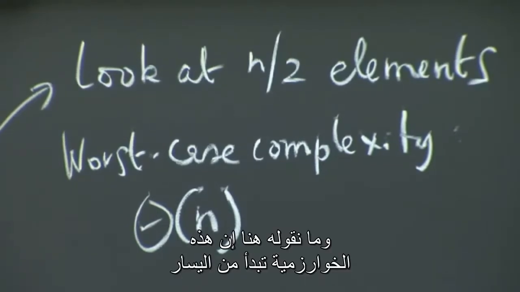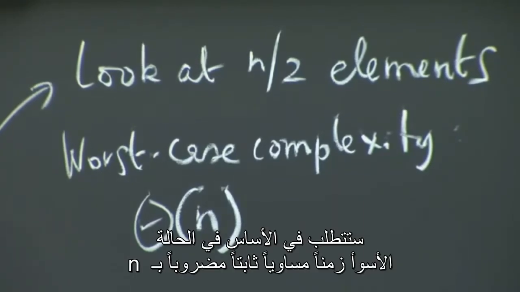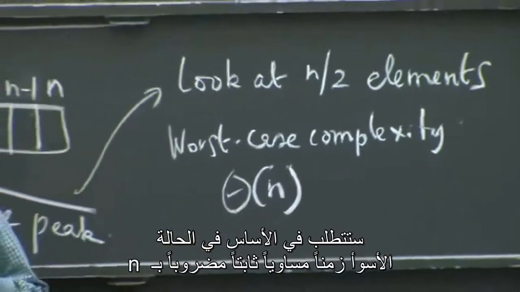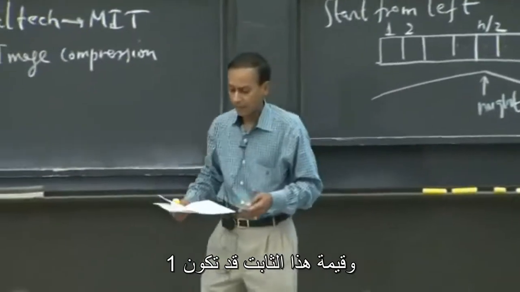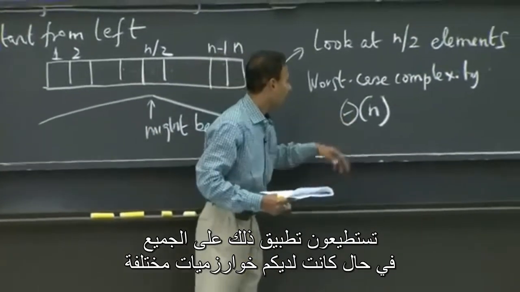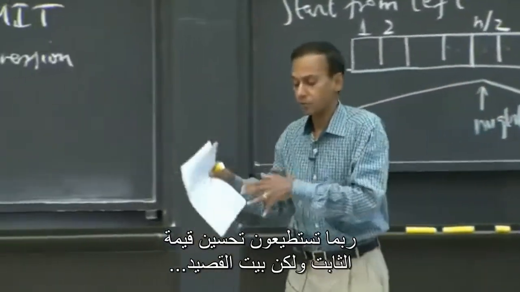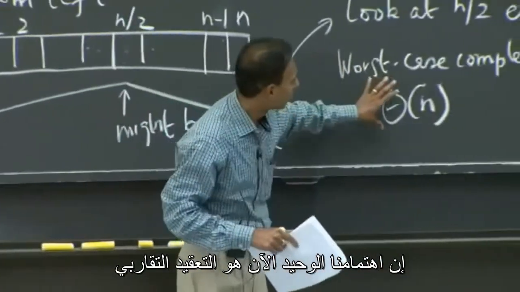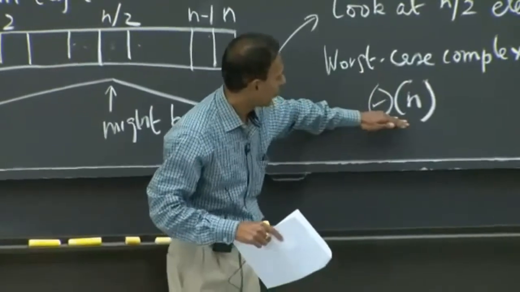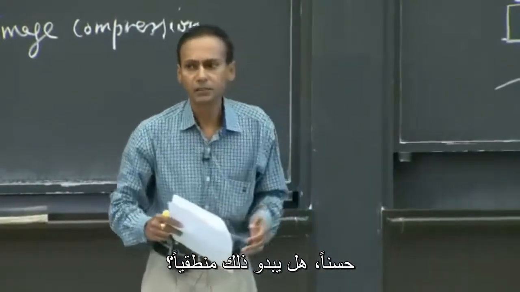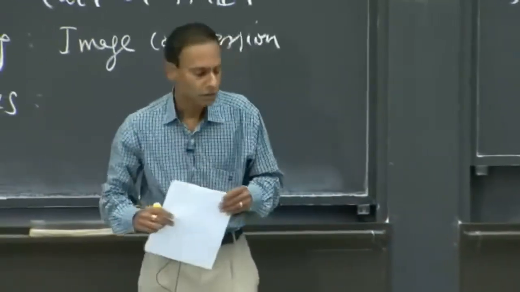And what we're saying here is this algorithm that starts from the left is going to essentially require, in the worst case, something that's a constant times n. Okay? And that constant could be 1. You could certainly set things up that way. Or if you had a different kind of algorithm, maybe you could work on the constant. But bottom line, we are only concerned at this moment about asymptotic complexity, and the asymptotic complexity of this algorithm is linear. All right? That makes sense? Okay.